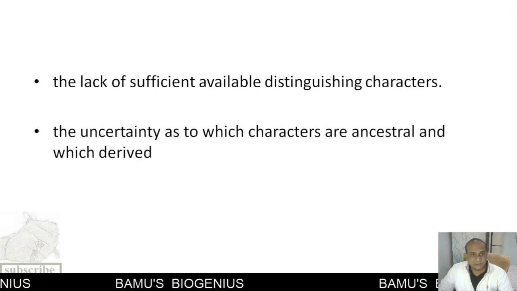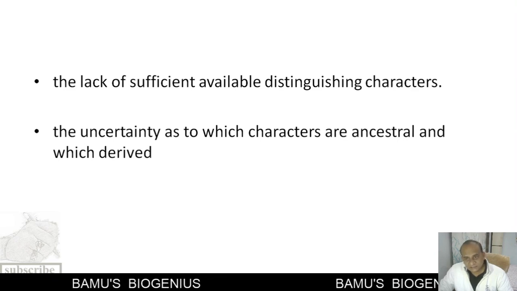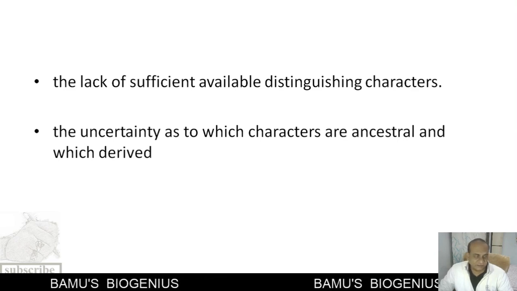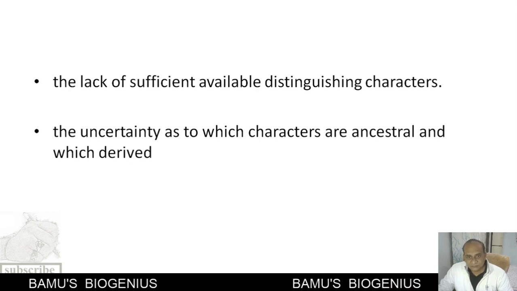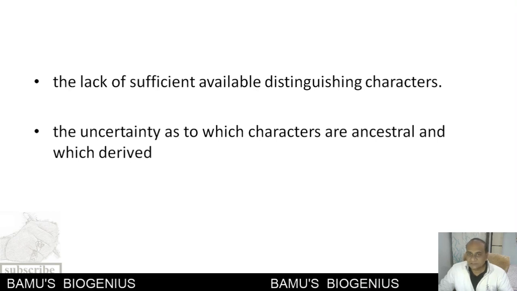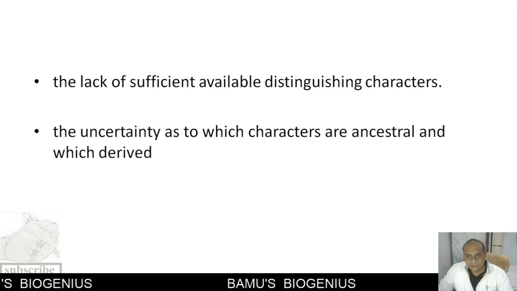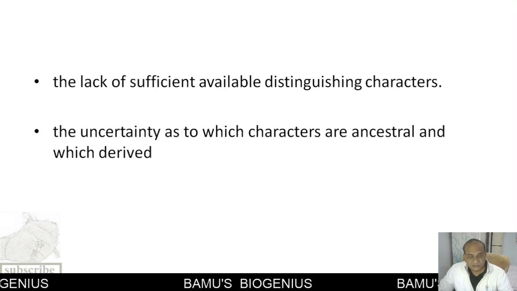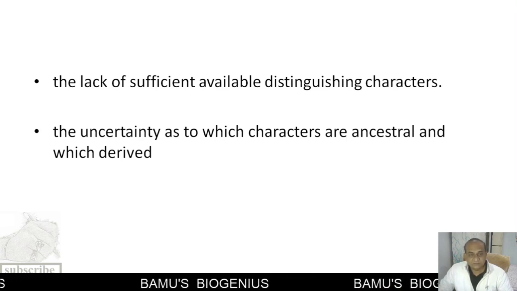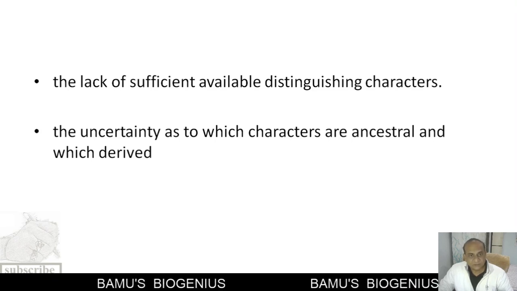Then next, there is uncertainty as to which characters are ancestral and which are derived. Most of the time we could not identify which characters should be considered ancestral and which should be considered derived characters, mostly in the case of fossils. So that is again another kind of demerit in devising a proper cladogram.